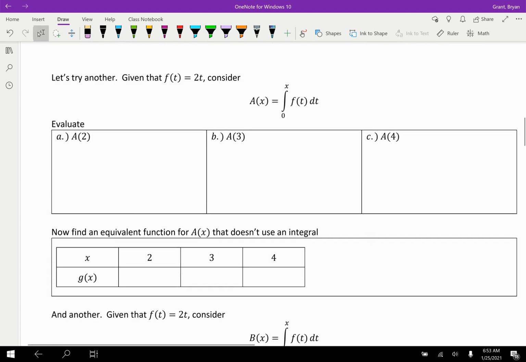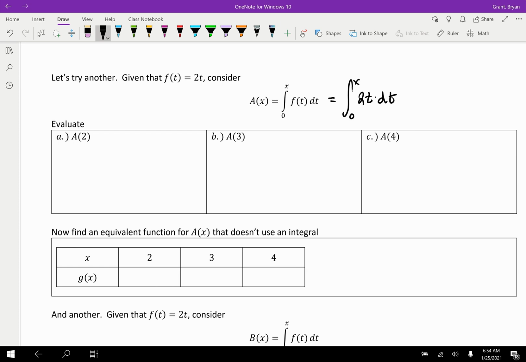So let's try another. Given that f of t equals 2t, consider the accumulation function a of x equals the area starting at 0, going up to any x value we'd like, beneath f of t dt. And if you wanted to rewrite that slightly, you could also say it's from 0 to x. Instead of f of t, that's the function 2t dt.